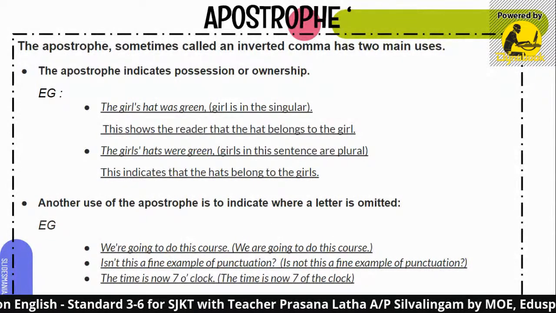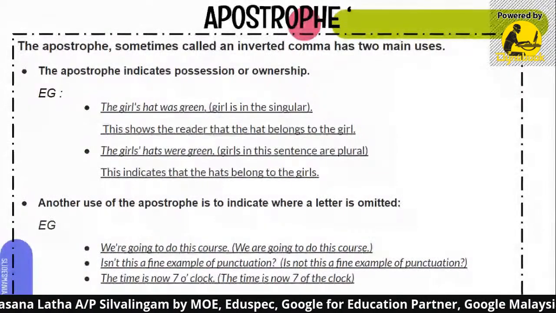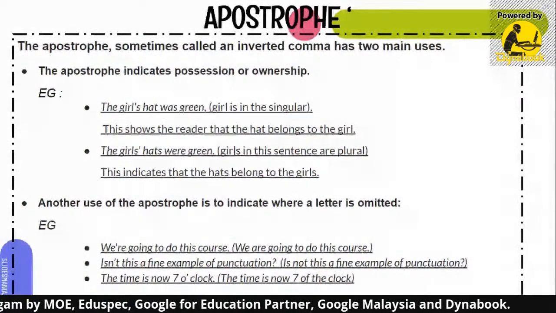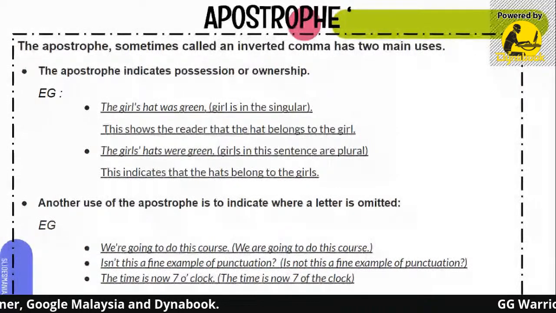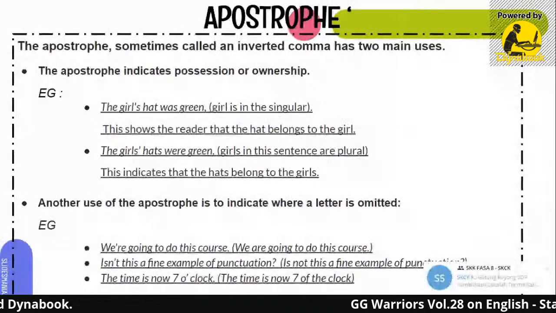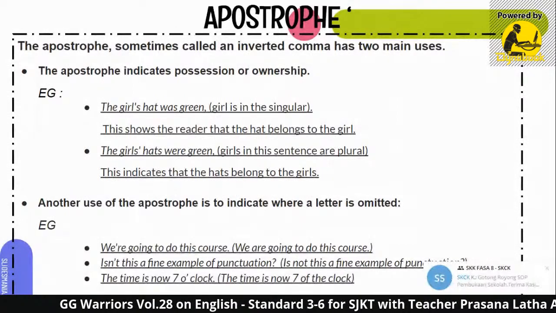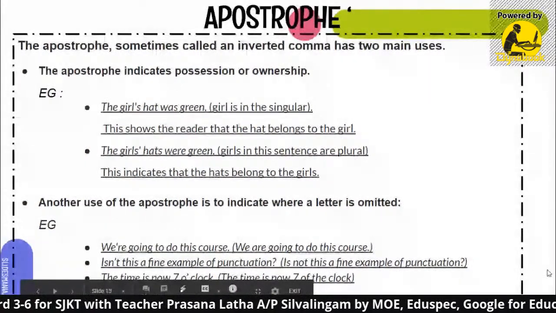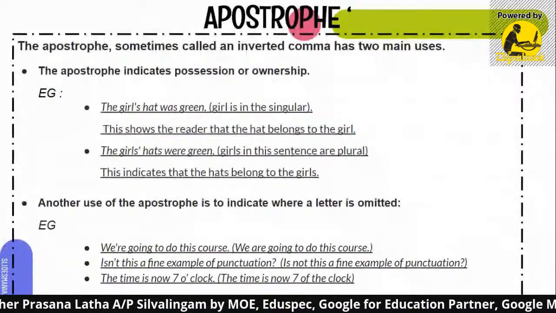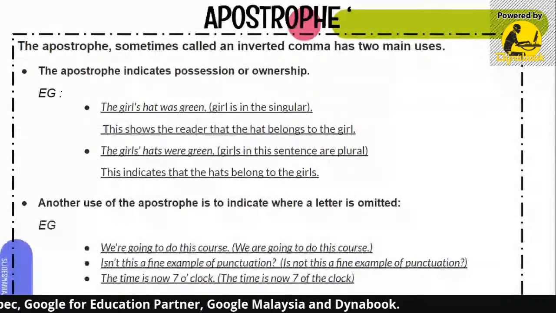The apostrophe, sometimes called an inverted comma, has two main uses. The first one, apostrophe indicates possession or ownership. Possession or ownership means, if it's in Malay, you would say kepunyaan. Whose is it? So example of sentence, yeah, look at this.